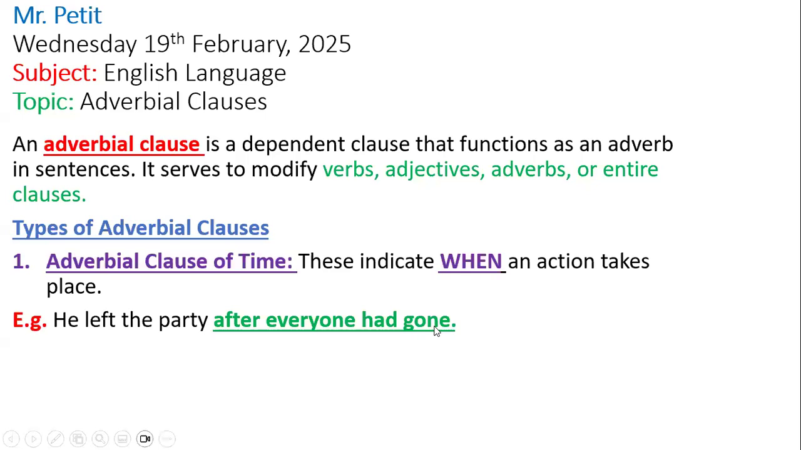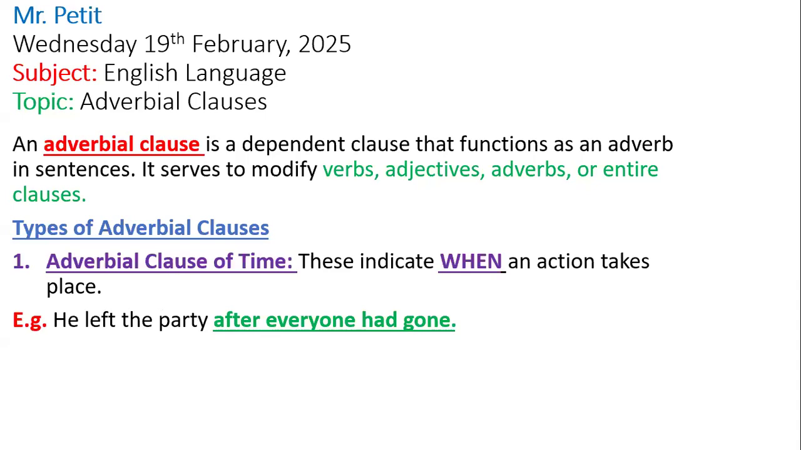After everyone had gone. No, it can't stand on its own. That is a dependent clause. Very good. It needs he left the party, right? So he left the party after everyone had gone.